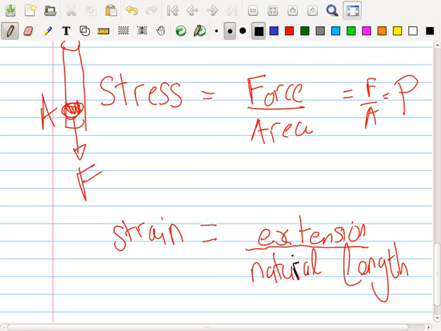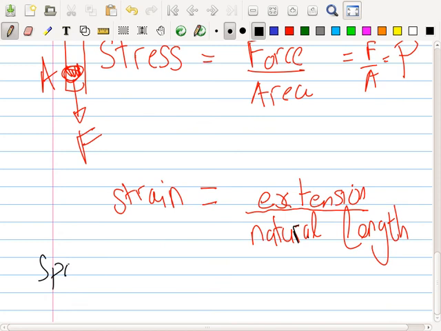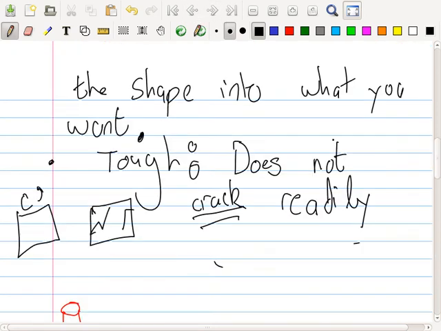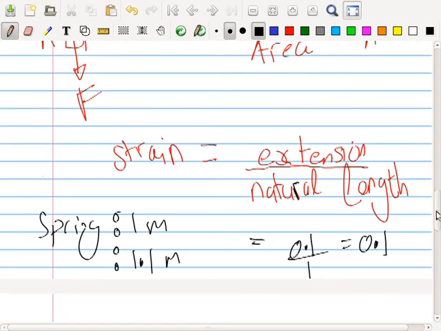Okay, extension is how far past the natural length it is. So say I have a spring and its natural length is 1 meter and it's currently 1.1 meters. What's the strain? 0.1 over 1, which equals 0.1. Why is it 0.1? Because 1 is the natural length and 1.1 is the current length. It's not a crazy formula. Are we okay with this? I really hope so. Alright, let's look at the units.